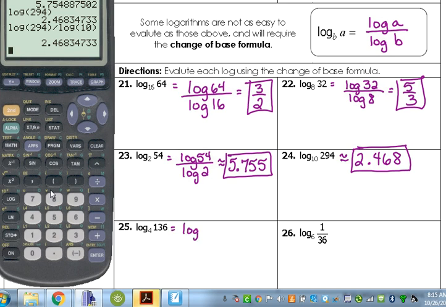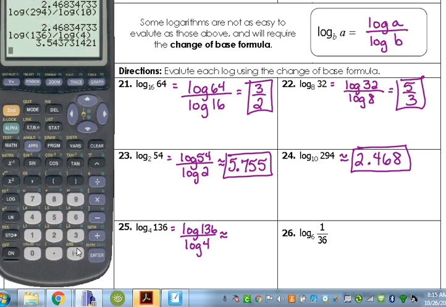Okay, 25. Log of 136 divided by the log of 4. Approximately 3.544.